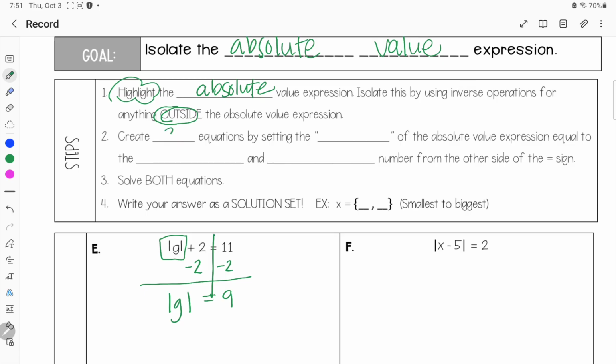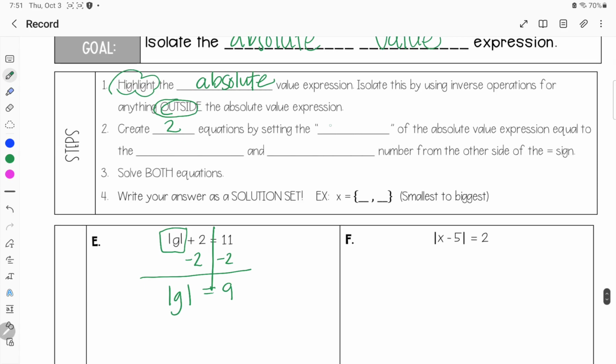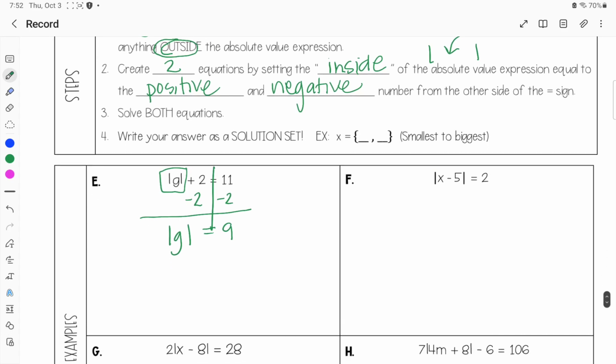Step 2 is create two equations. So you're going to set the inside of the absolute value, whatever's in here, equal to both the positive and negative number from the other side of the equal sign. So whatever this number on the opposite side is, it's going to be both positive and negative, because g in this case could be either a +9 or it could be a -9. Either way, when it comes out, it's going to be 9.